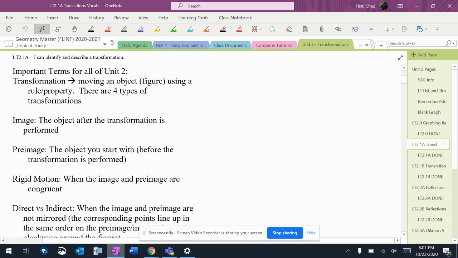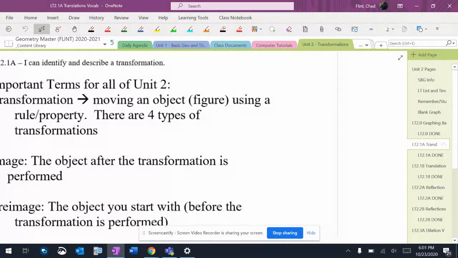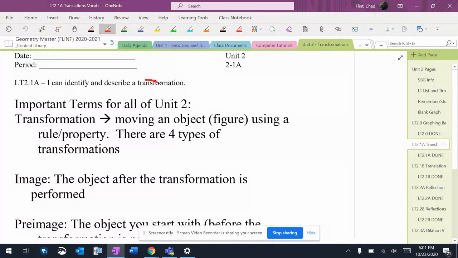Okay, real quick, these are words that are going to happen throughout all of Unit 2. We're going to talk about them very briefly the first day, and then we'll keep coming back to them. So the entire unit is called transformations. My learning target is actually written wrong. This should say translation.